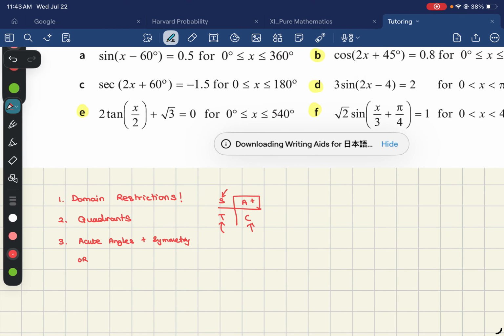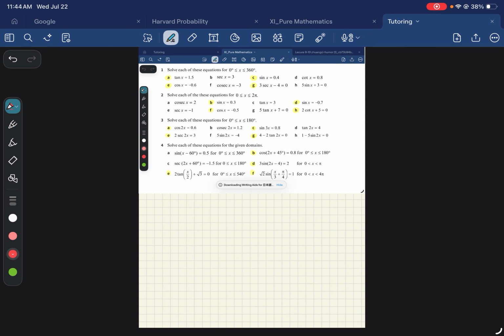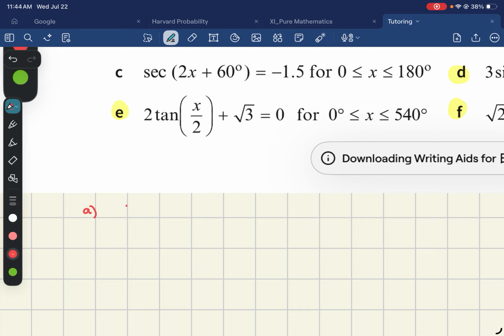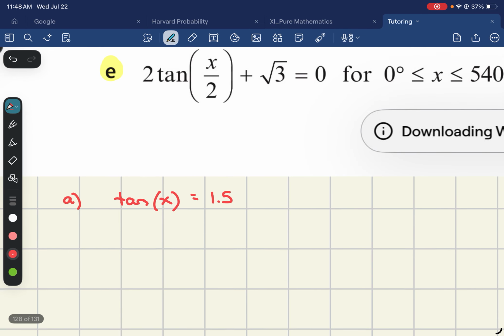So basically, rather than just me saying these things, let's just do some questions, and hopefully you'll get the big picture on how to solve these questions. We're only going to go through the ones that I have highlighted because it's going to be a very, very long video if you go through everything. So the first question is tan x is equal to 1.5. And we're going to use decimals a lot for this as well, so I'm going to pause for a while and be back with my calculator. All right, so the first question, the highlighted one, is tan x is equal to 1.5.